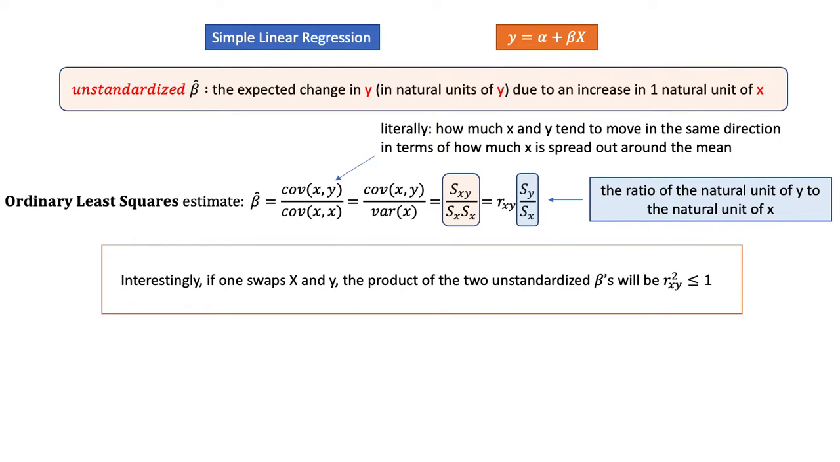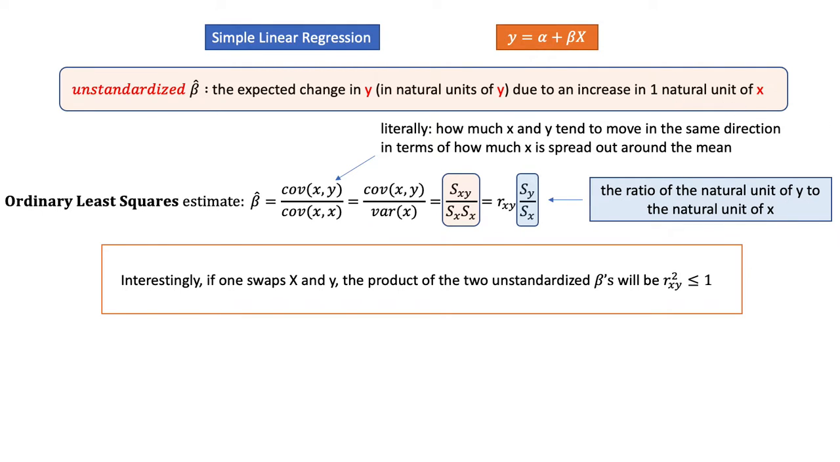With the concepts of variance and covariance in mind, now let's talk about simple linear regression. The equation is y, the dependent variable, equals alpha, the intercept, plus beta, the regression coefficient, times x. X is the independent variable. How do we interpret beta? Well, the unstandardized beta means the expected change in y in natural units of y due to an increase in one natural unit of x.